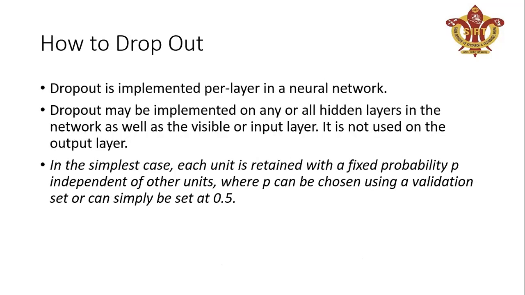Now the question arises: how to drop out? For dropout, we fix a probability P for every layer of a neural network. On the basis of this probability, we drop out the neurons from a network. Second, dropout can only be done on the visible layer, meaning the input layer, or the hidden layers. We never apply dropout on the output layer.